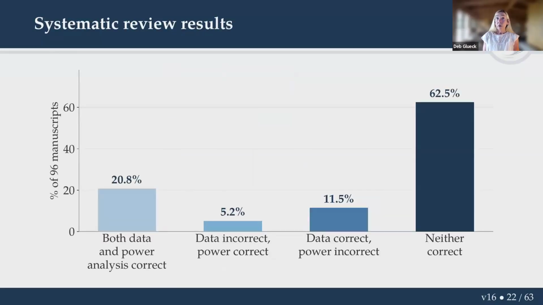Here are our results. 20.8% of the 96 studies reviewed had both data and power analysis correct. Some 5% had incorrect approaches for data analysis, but correct approaches for power analysis. Somewhat more commonly, 11% had correct approaches for data analysis, but had incorrect power. But unfortunately, about 62% had neither data analysis nor power analysis correct in the manuscript.